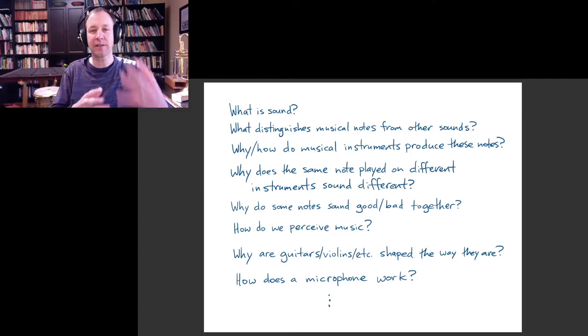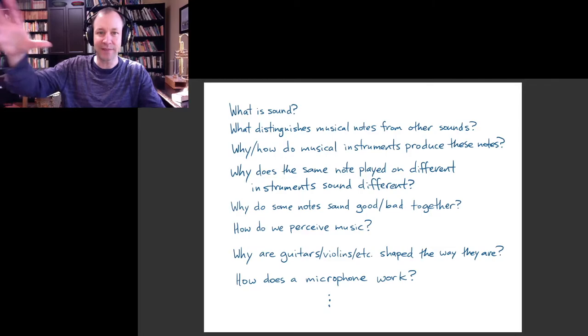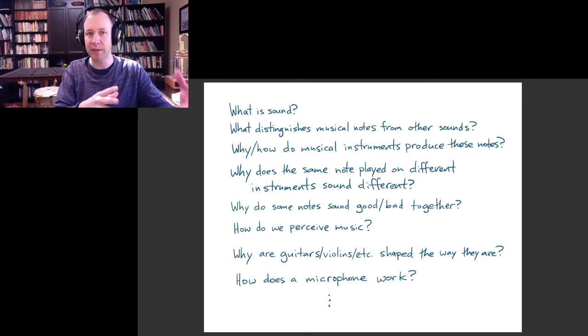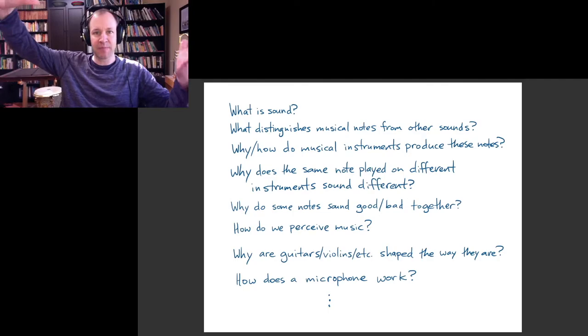Why do violins have this funny shape? Why are guitars hollow? And so forth. And we could talk a little bit about some of the musical electronics. How do speakers and microphones work? How is it that a speaker, which is some piece of electronics, can sound just like a human?